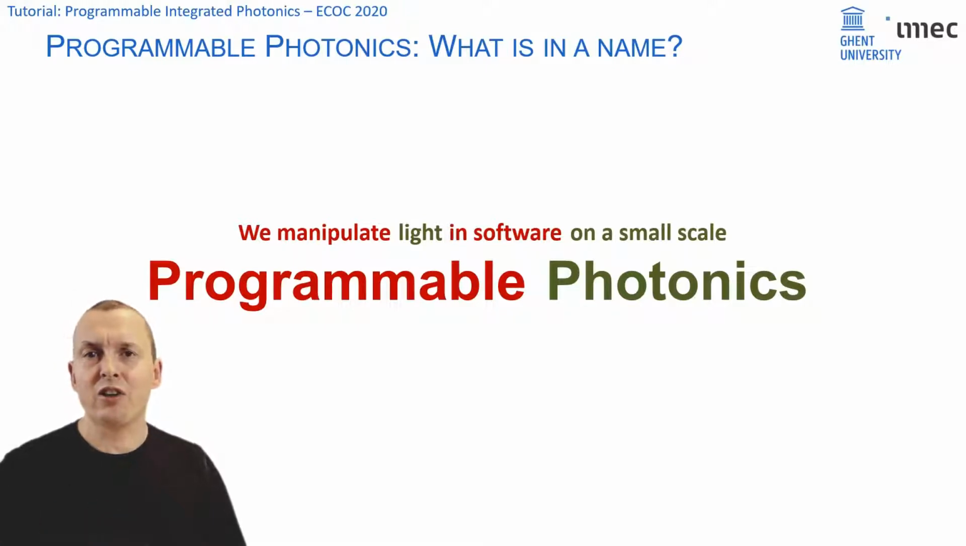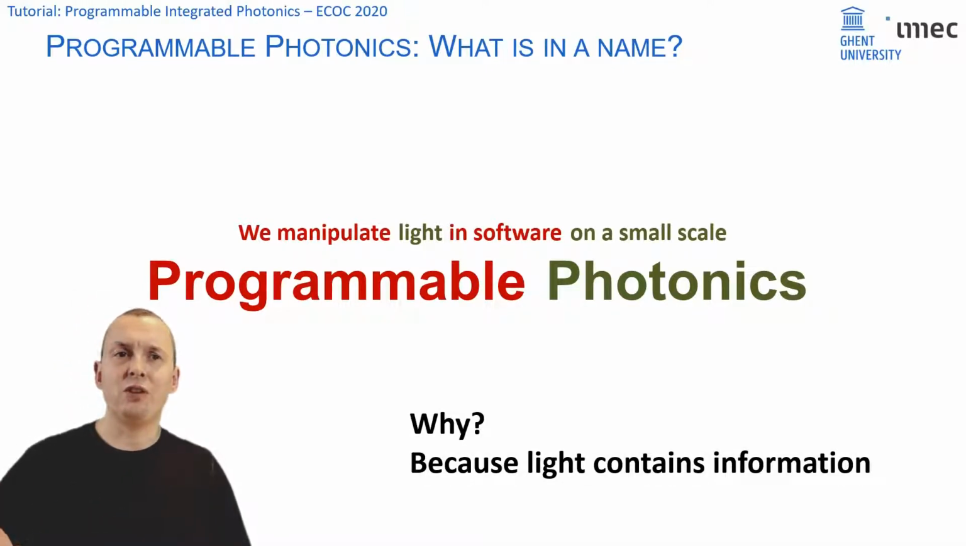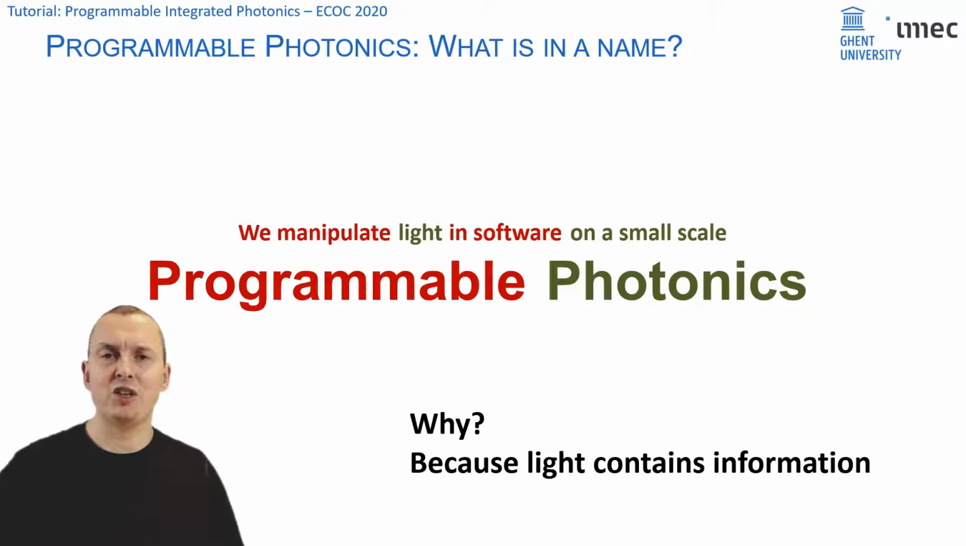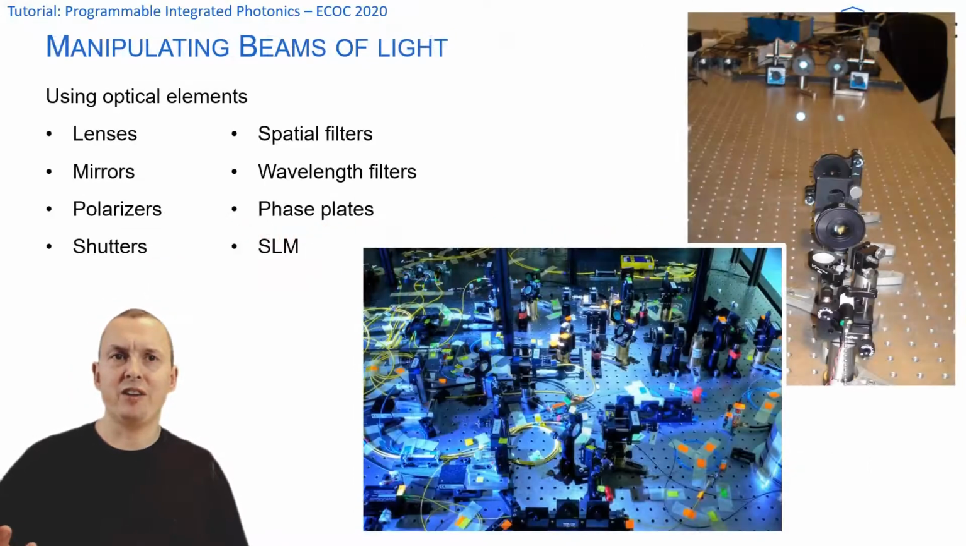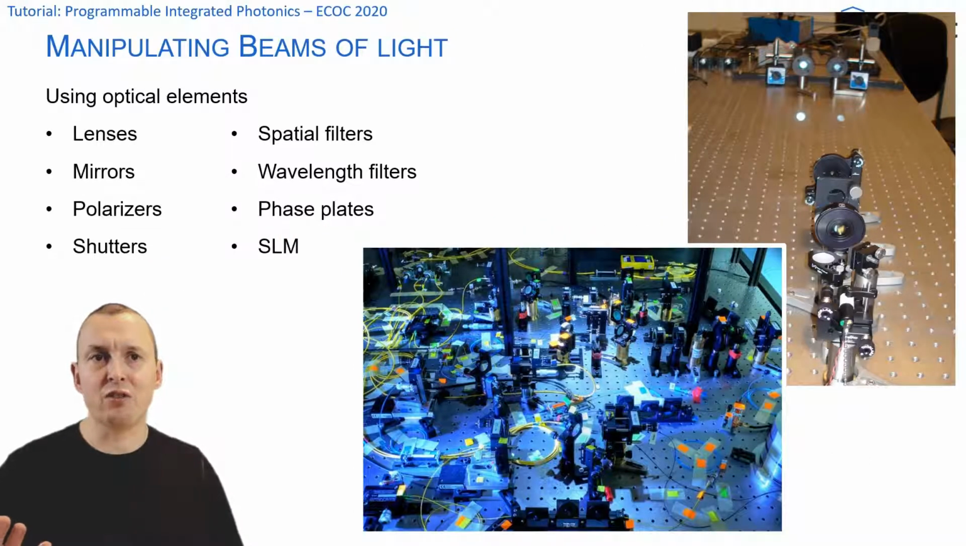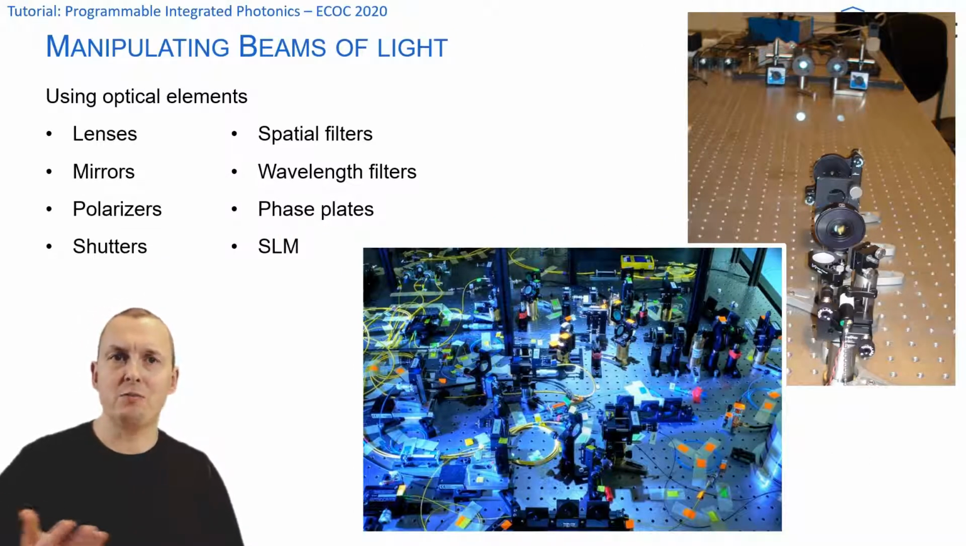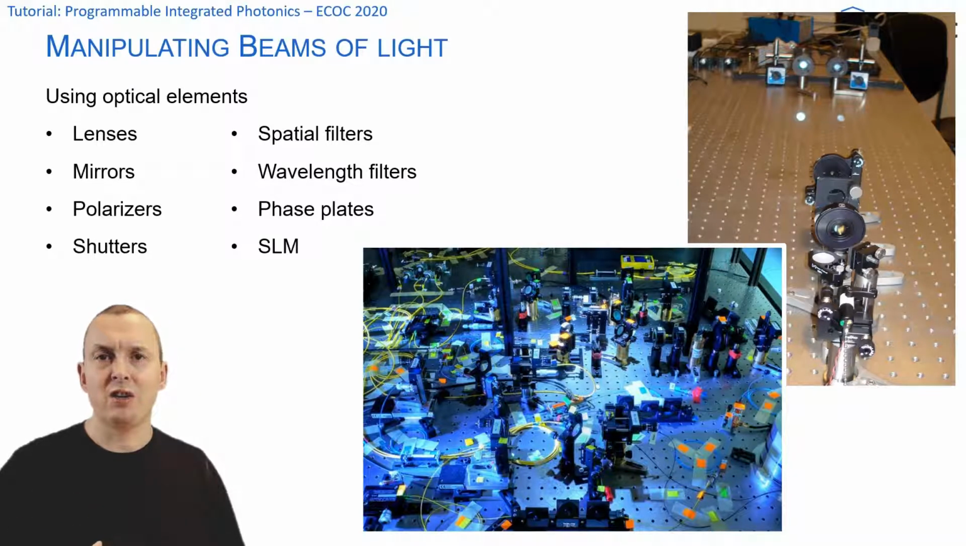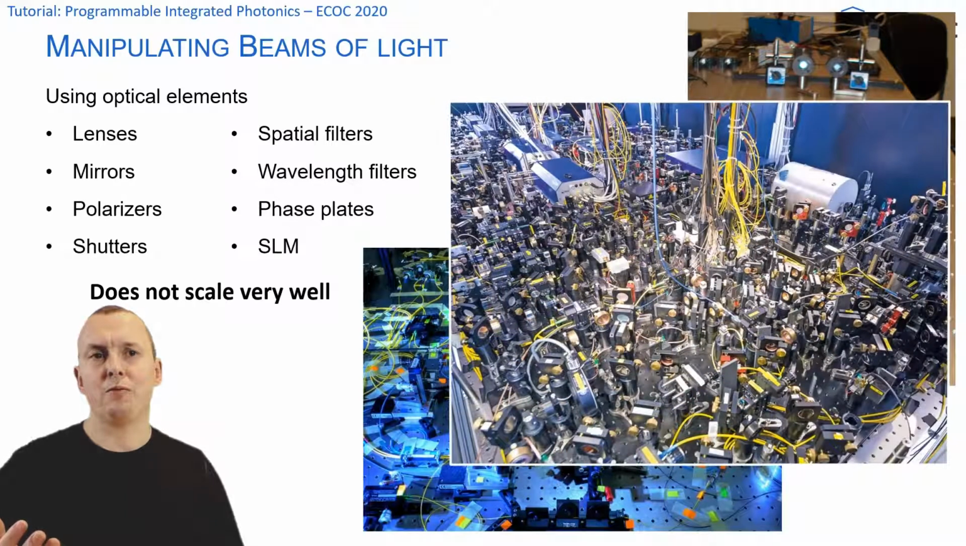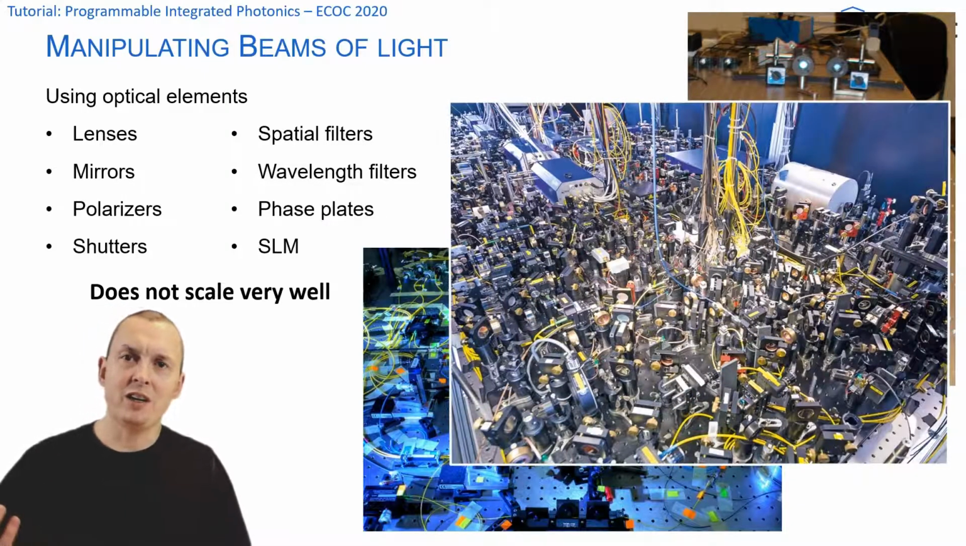And if you ask yourself, why do we want to do this? Well, light contains information. And so processing light means processing information. So the traditional ways of manipulating beams of light is using discrete optics, lenses, mirrors, polarizers, spatial light modulators. Now, if you want to scale this up in complexity, you quickly run into problems. And that's why we're moving to programmable integrated photonics.